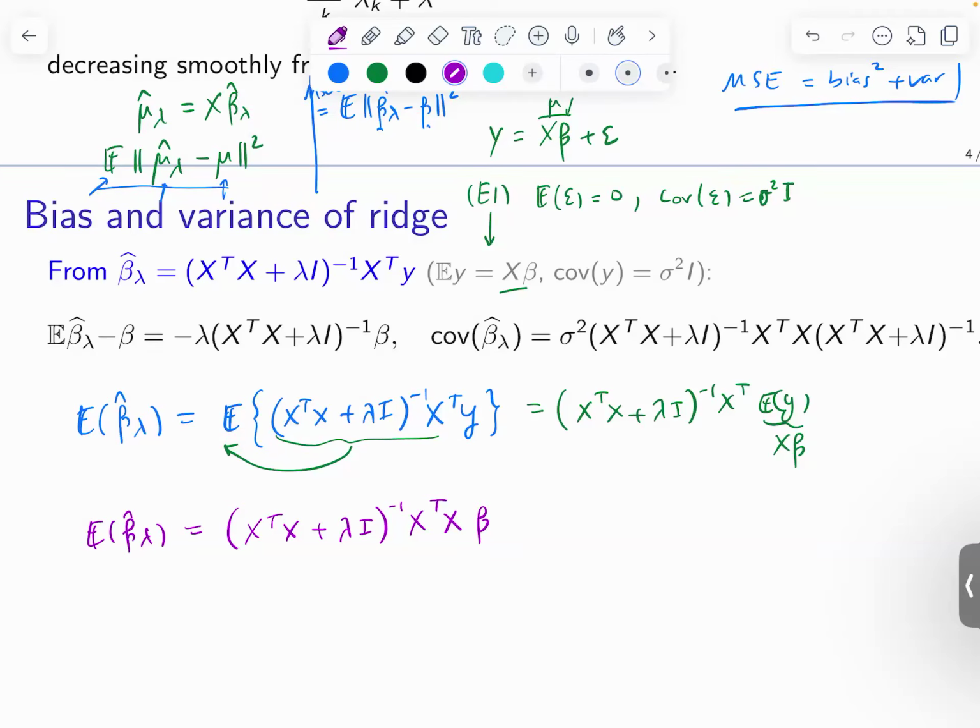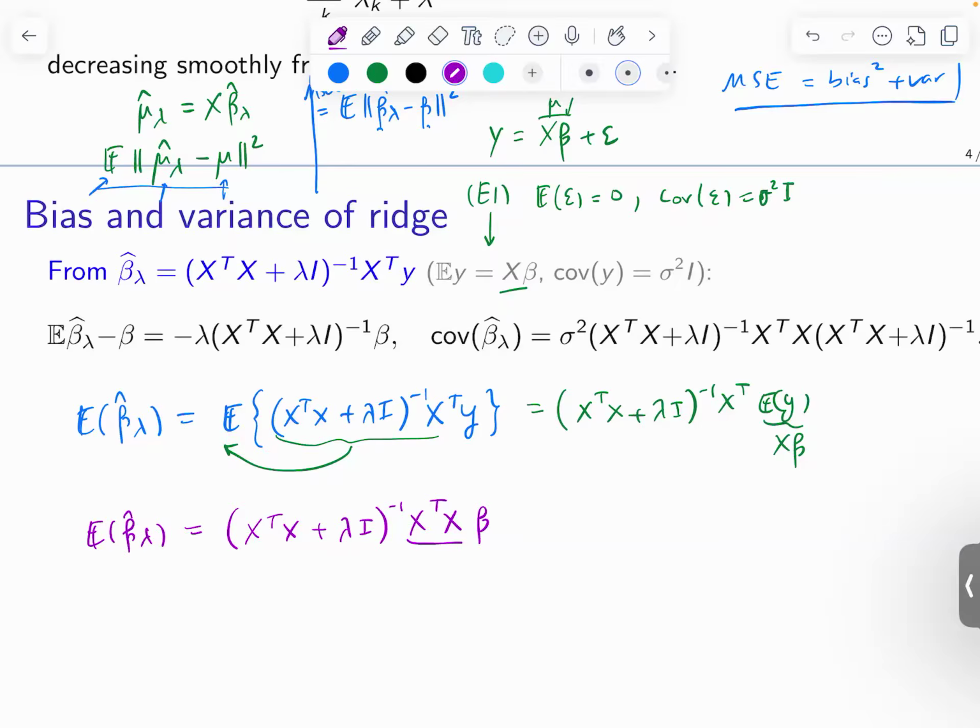Turn into I? How? No. This can't be I. That would be really too easy. Yes. So this can't be I because that would be an orthogonal design.